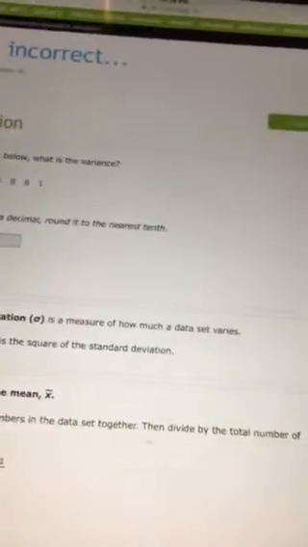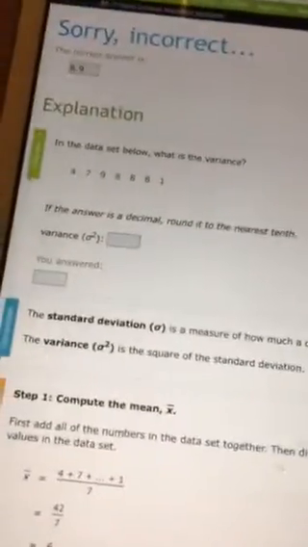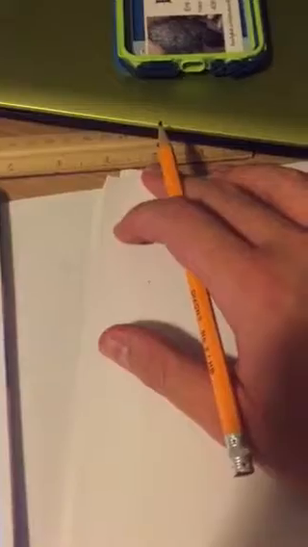Statistics. So when we look at our definition of standard deviation, it says it is the measure of how much a data set varies, and the variance is the square of the standard deviation. So when we think of variation and standard deviation, when you have the variance, you would think of the square root of the variance being the standard deviation. So we're going to look at a problem here.